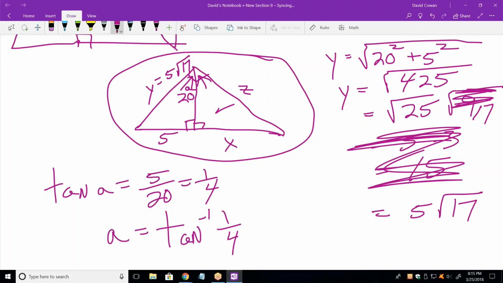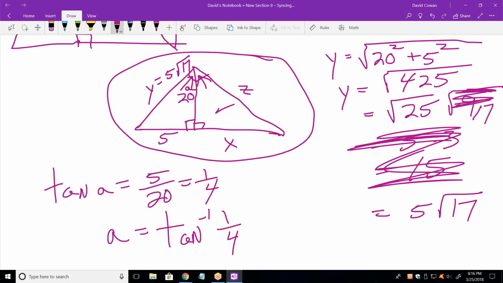Okay? Here, let me tell you something. I want you to remember it. You always take trig functions of angles to get ratios. You always take inverse trig functions of ratios to get angles. So if you're solving for an angle, you have to have the inverse trig function. If you're solving for a side, you use the trig function. Or in this case, we just use the Pythagorean theorem.